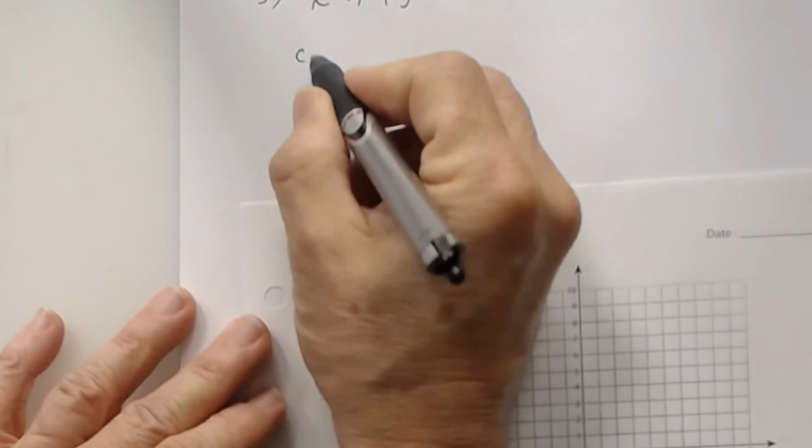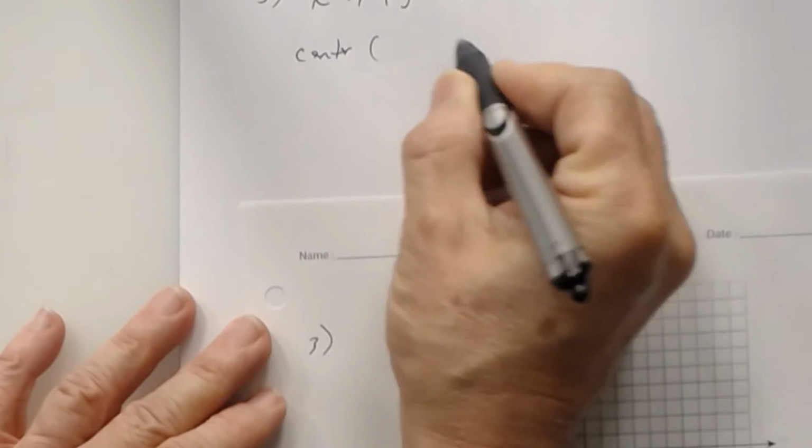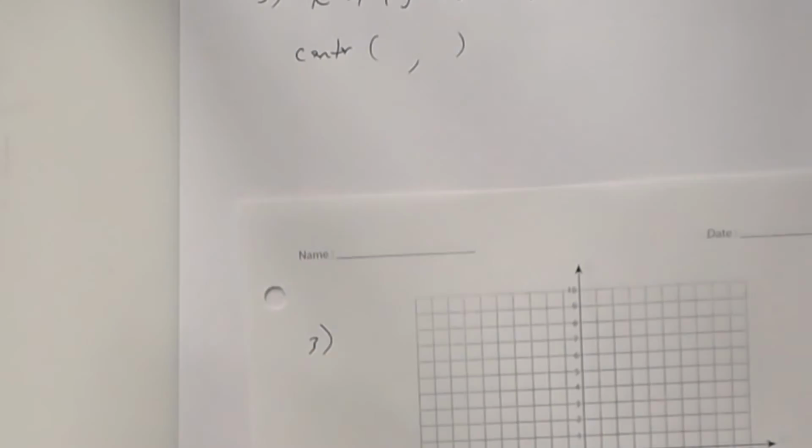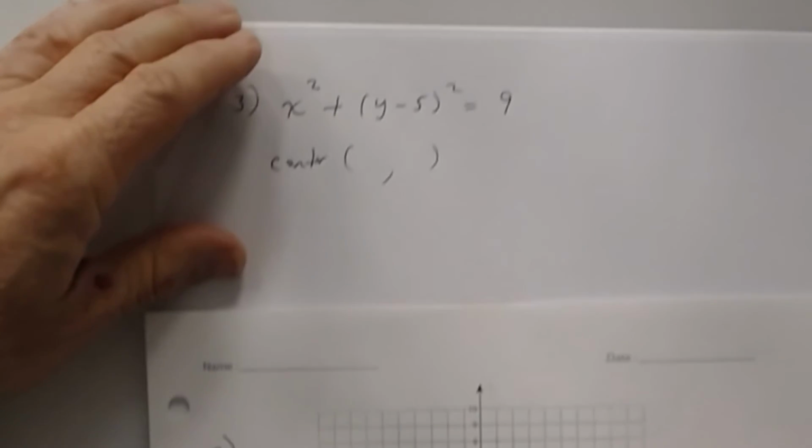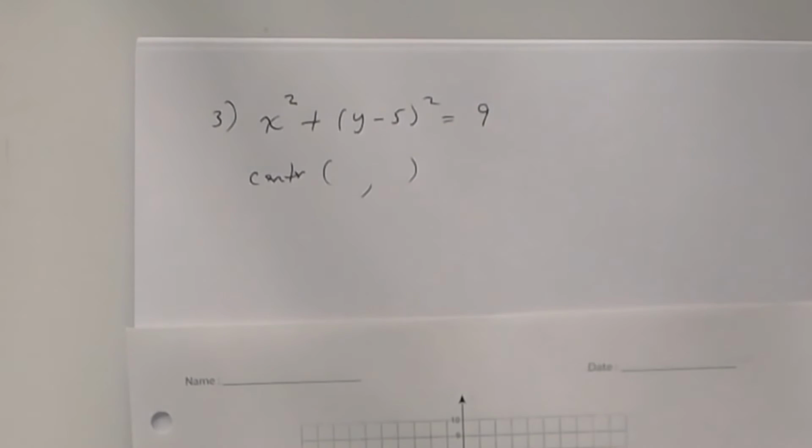Okay, so I want to find the center. What do you think the center is? 0, 5. Oh, y'all agree with that? The x squared is confusing you, right? Well, remember the formula. What does the formula say? X minus h squared plus y minus k squared.